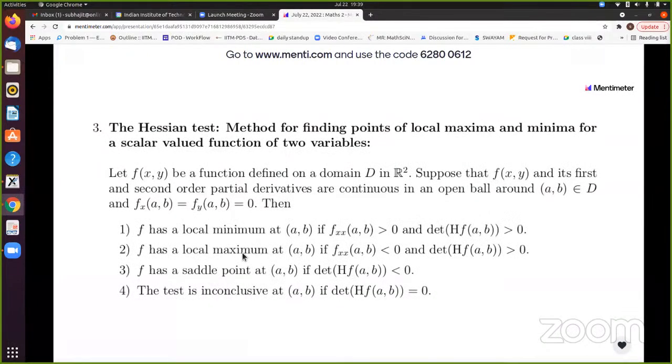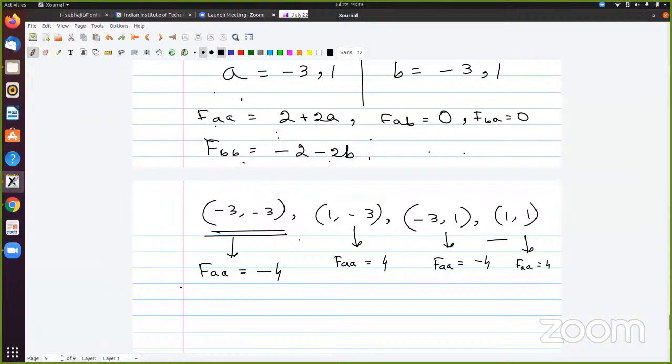So as you can see, for these conditions, for maxima, this fxx should be less than 0, first of all. So only 2 cases are there where this is less than 0. So this point and this point. So we only need to focus on these two.